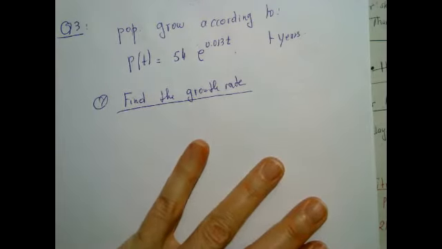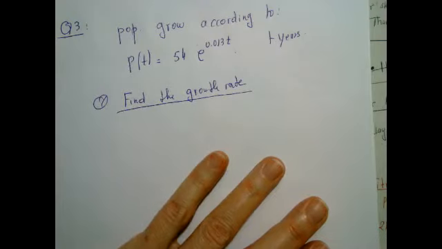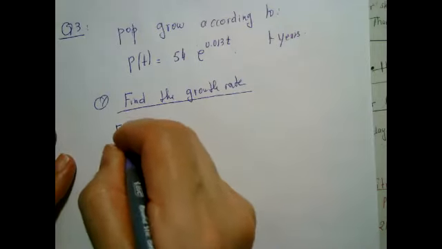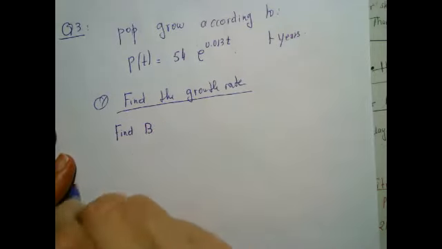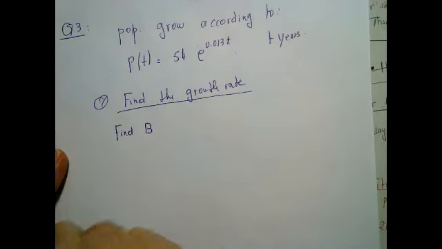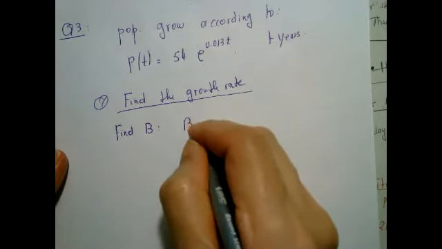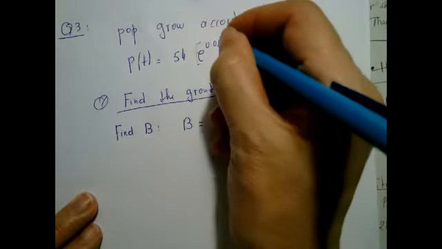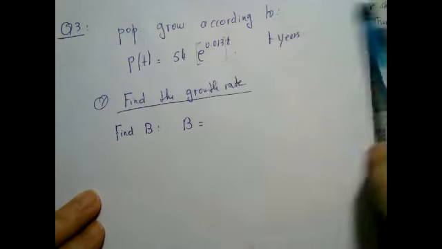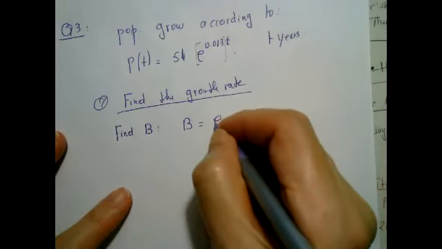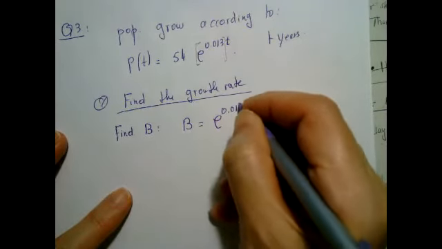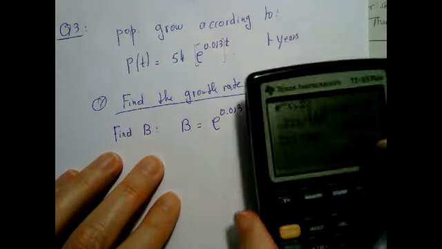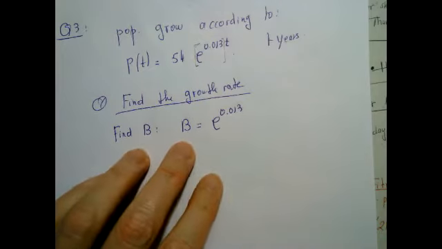Rewrite, exactly. I'm going to rewrite to find what? B. So to find the growth rate, first I need to find my B. Once I find my B, I find the growth rate. So what is my B? I'm rewriting to find my B. If you ever forget it, that's really the B. The B is a constant, e to the 0.013. So that's the growth factor. And then I figure out the growth rate. Now I compute that number.